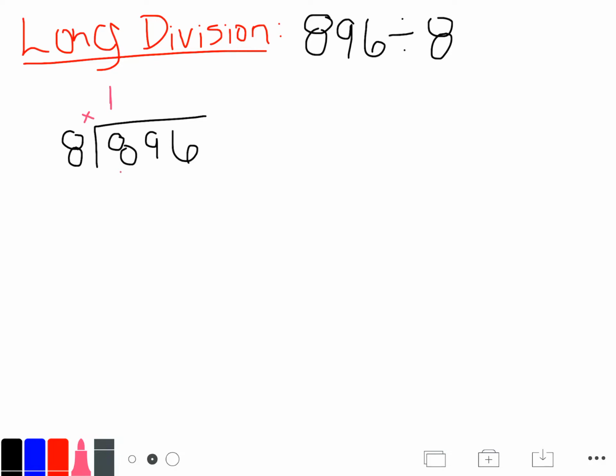I put my 1 on top. I'm going to put my 8 underneath, and I'm going to subtract. Then I'm going to bring down the next digit. So I bring down the 9. Can I fit 8 into 9? Well, I can do it one time as well. I mess up here a little bit. I have to erase that 6. That was not supposed to come down yet.